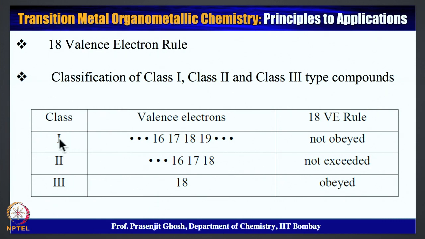Class 1 are the ones which can have valence electrons more or less than 18, maybe 16 to 19, and these do not obey the 18 valence electron rule. The class 2 types are the ones that can have fewer electrons but should not exceed 18 valence electrons, and class 3 are the ones which actually obey the 18 valence electron rule. So, what we saw is that there is so much space for types of compounds to exist beyond the 18 electron rule that we are all familiar with.